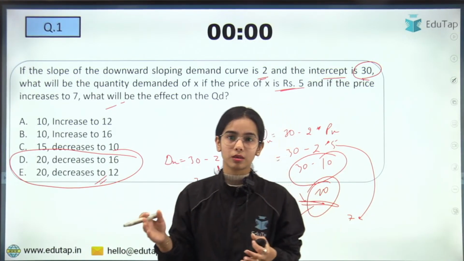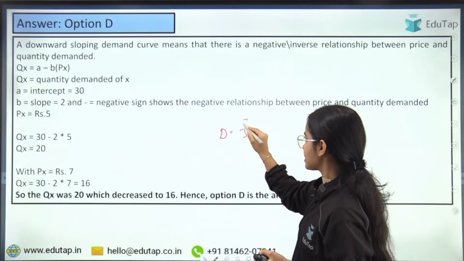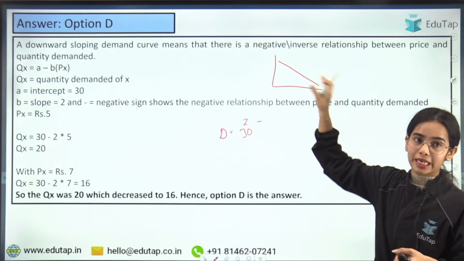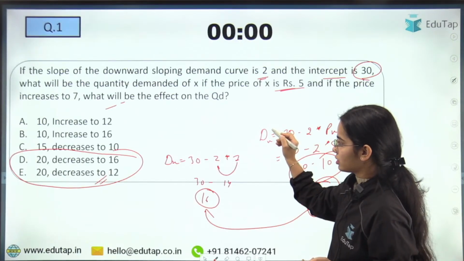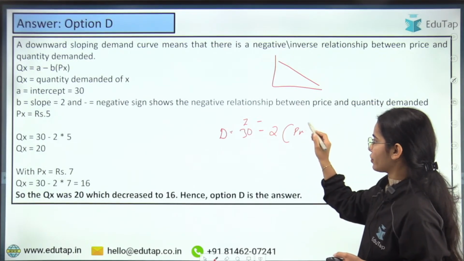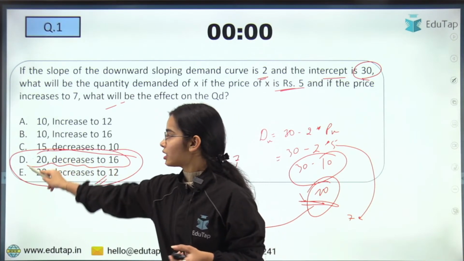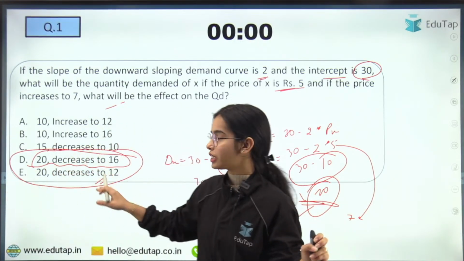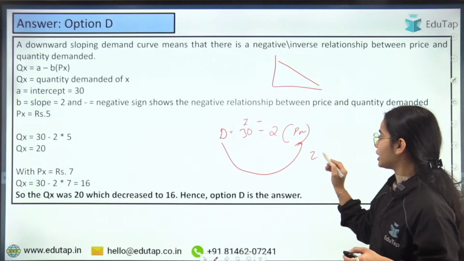Actually, the basic thing you need to know is that for the demand curve, the equation is intercept minus slope times price, and the slope is negative because the demand curve is downward sloping. So the slope of the demand curve is negative 2, multiplied by the price of x. Demand depends upon price. So the answer here was D: 20 was the demand before, and it has decreased to 16. Out of these two options, D was the right answer. The demand decreased from 20 to 16.